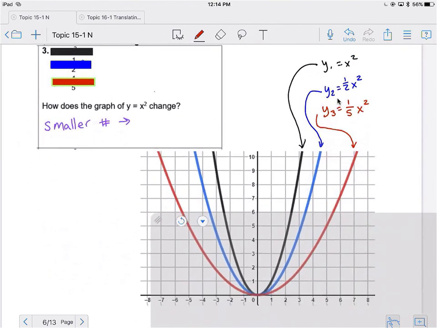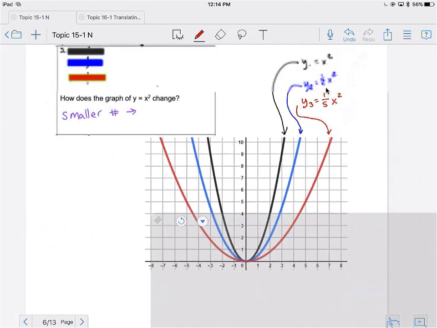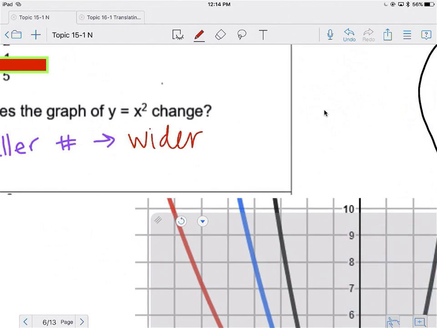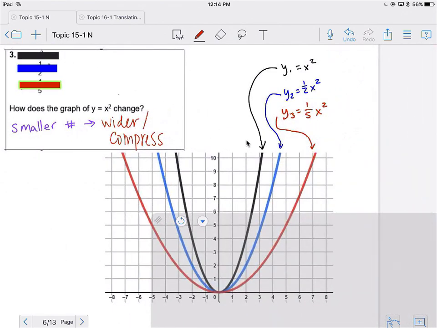For problem 3, we have x squared, 1/2 x squared, and 1/5 x squared. So this is my original x squared, this is 1/2, and this is 1/5. So as the number in front of x gets smaller, the graph gets wider or compressed. So think about if you were like a giant and you were pushing on this x squared graph, it has to go somewhere so it pushes out and it's half as tall. Or you really push it and it's now 1/5 as tall, but it's really, really wide.